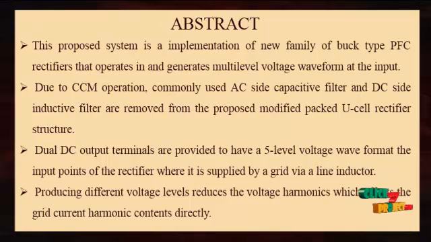Dual DC output terminals are provided to have a 5-level voltage waveform at the input points of the rectifier, where it is supplied by a grid via a line inductor. Producing different voltage levels reduces the voltage harmonics, which affect the grid current harmonic content directly. Low switching frequency is a characteristic among other buck type rectifiers that reduces switching losses and any high switching frequency related issues significantly. And also this process is done in the MATLAB simulation environment.